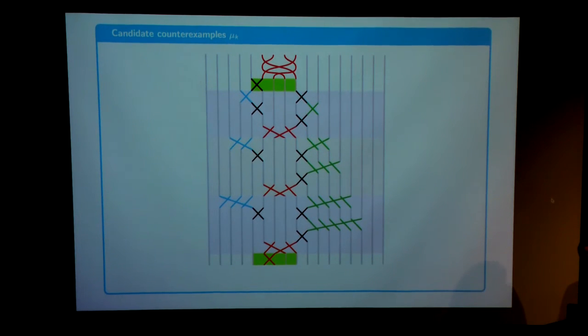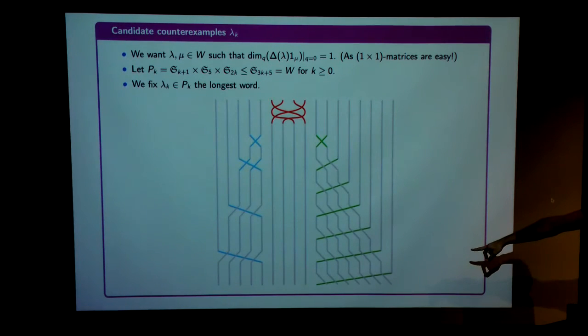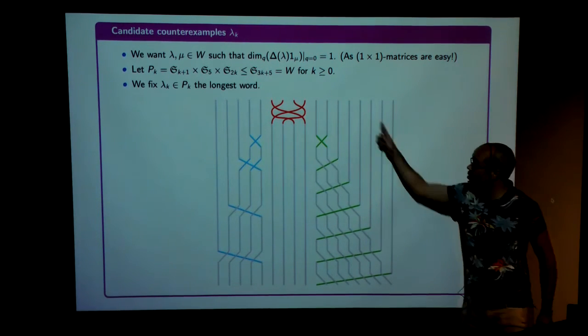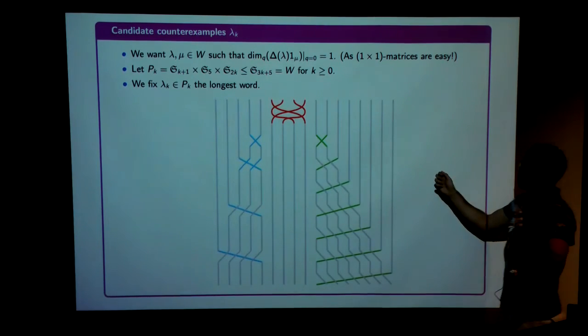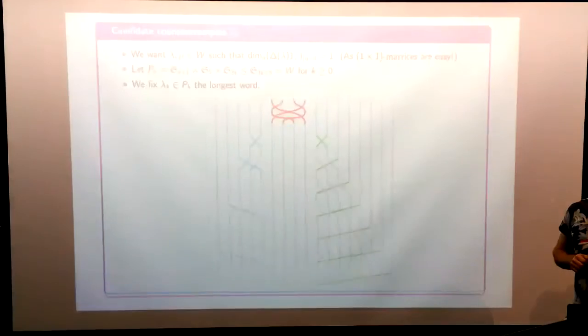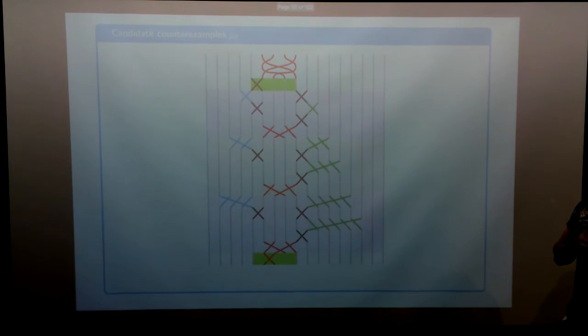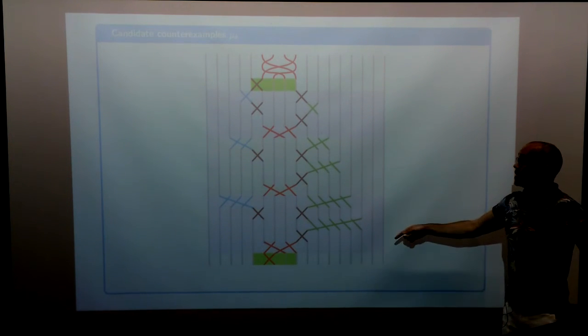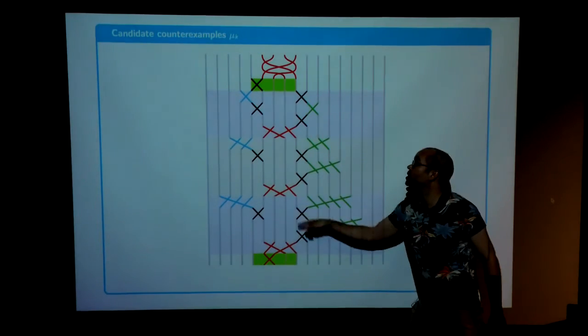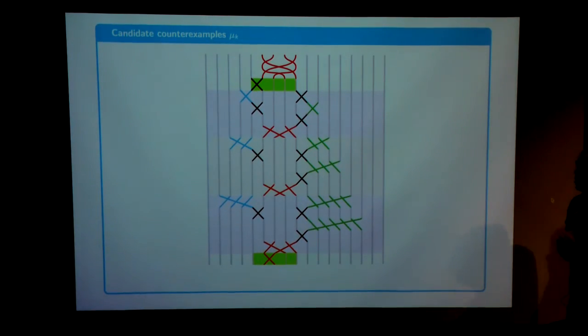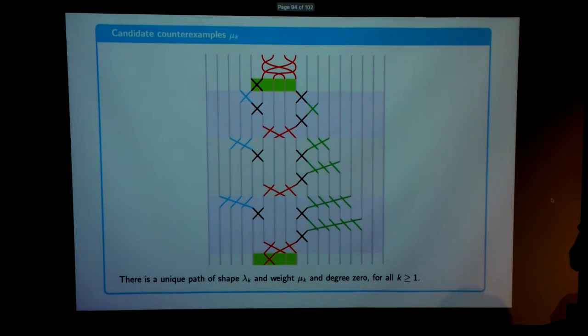Can you go back to lambda k for a second? So this one, I managed to get k longer here because I had fewer things to draw. So remember, this is just the longest word drawn in a particular fashion. And remember, what I've repeated is the new stuff I've stuck into the old word. There is a unique path of degree 0 of shape lambda k and weight mu k.